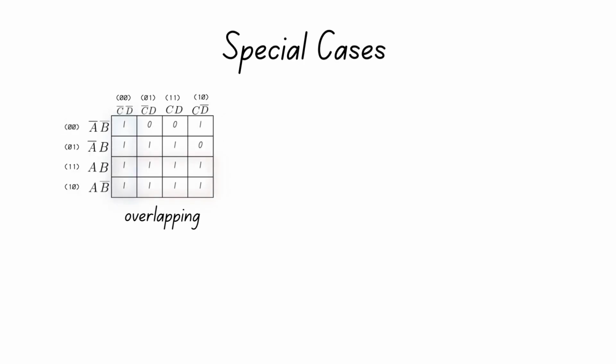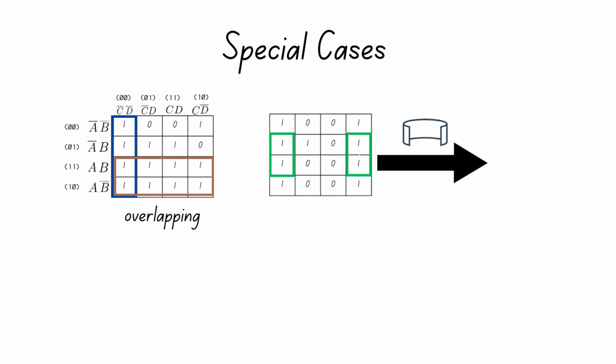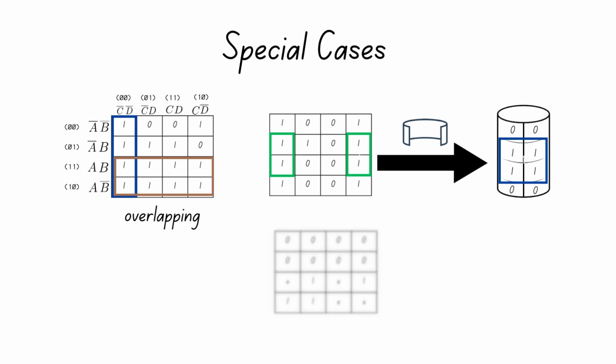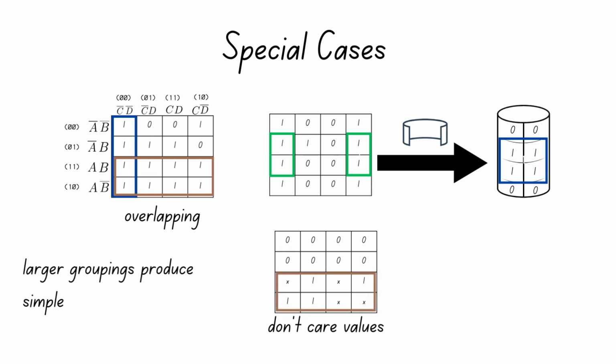First off, overlapping groups like these ones are allowed. Secondly, if you encounter a map like this one, you can roll it on itself to form a cylinder so that these edges touch. Then you can treat the grouping as a single quad instead of 2 pairs. You can also do this with 2 quads to form an octet. Lastly, you can come across a K-map like this one. The X values are called don't care values, and you can include these in your groupings to form larger groups. Larger groupings produce simpler circuits.